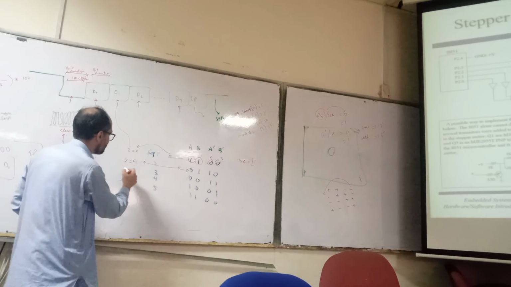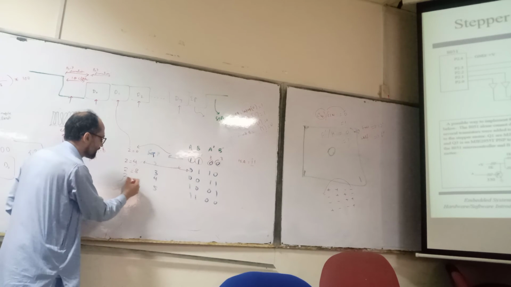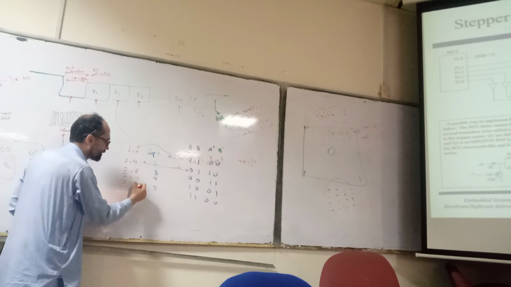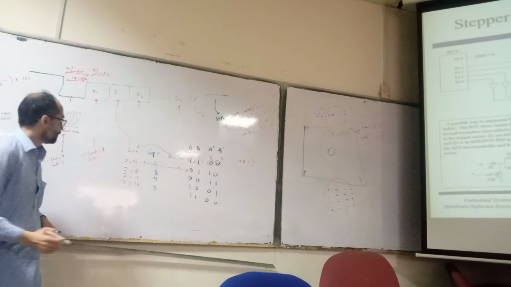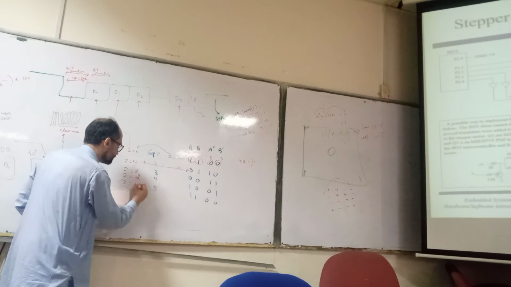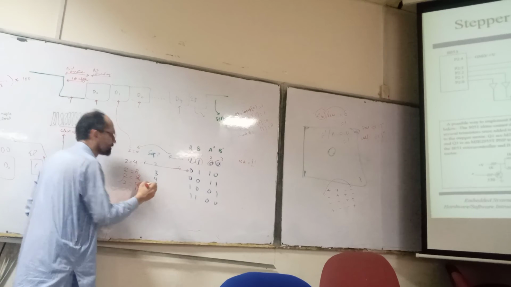In the next iteration, what will be the value of Z? 8. In the next iteration, 12. 8 के बाद 12. And then 16 to 0 है.